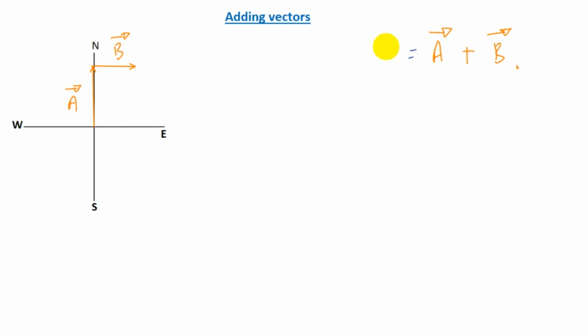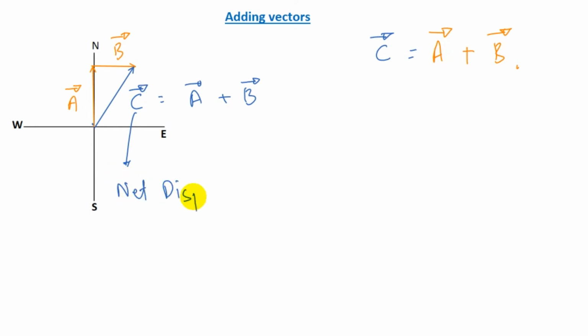Let vector C represent the sum of vector A plus vector B. So vector C is obtained by joining the tail of vector A to the head of vector B. Let me draw it on the figure. So this is the C vector. You are just joining the tail of vector A to the head of vector B. So this is the C vector, which we write as vector A plus vector B. Now in our case, this C vector represents the net displacement. So this is how we add vectors graphically.